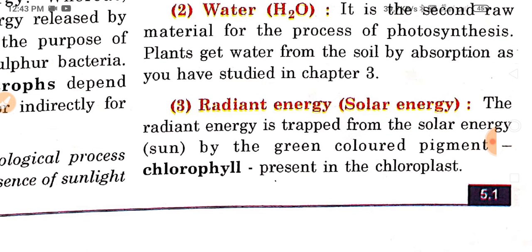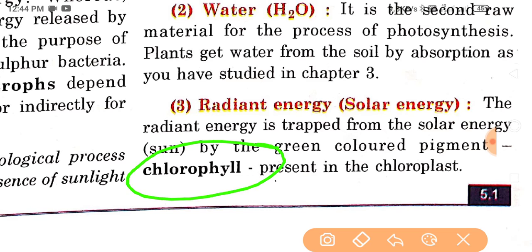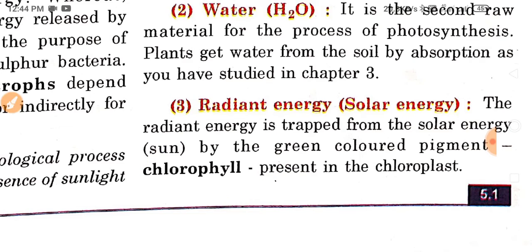Next is radiant or solar energy. The radiant energy from the sun is trapped by the green plant's colored pigment called chlorophyll, present in the chloroplast. Because this pigment is mainly found only in plants and some algae, they are capable of making their own food. Heterotrophs do not make their food because chlorophyll and chloroplasts are not present in them.